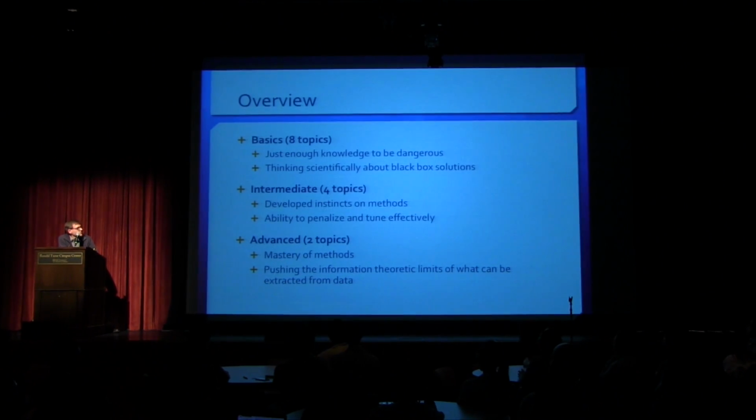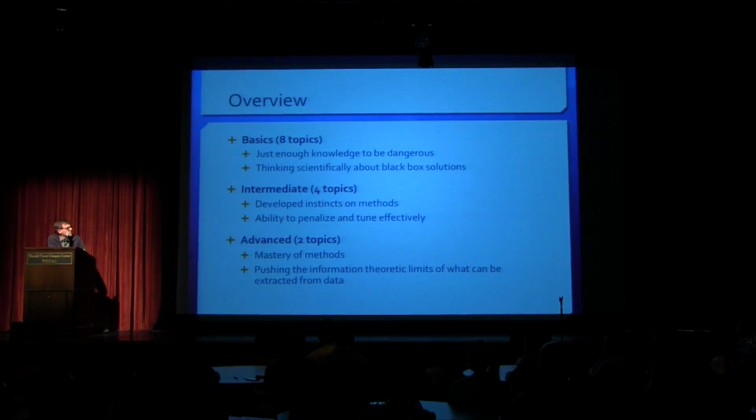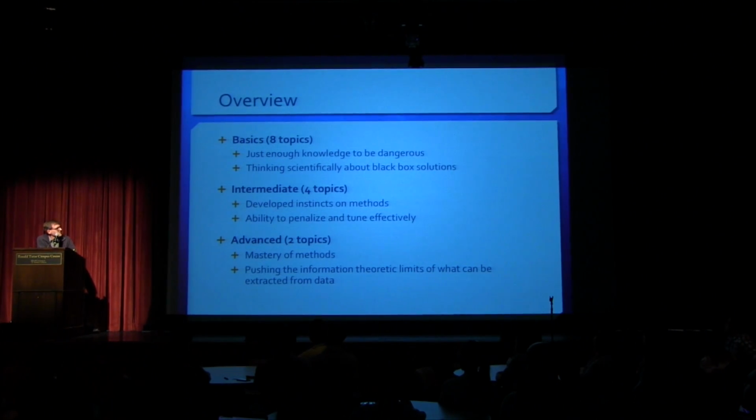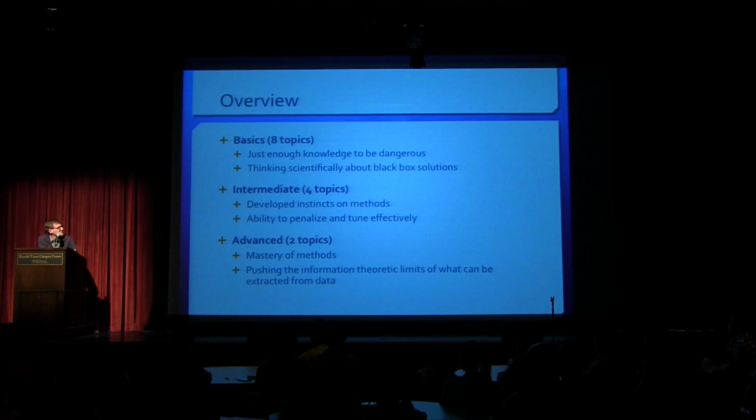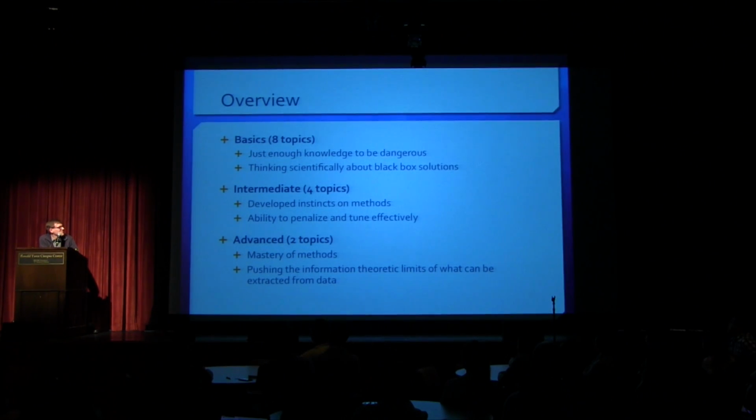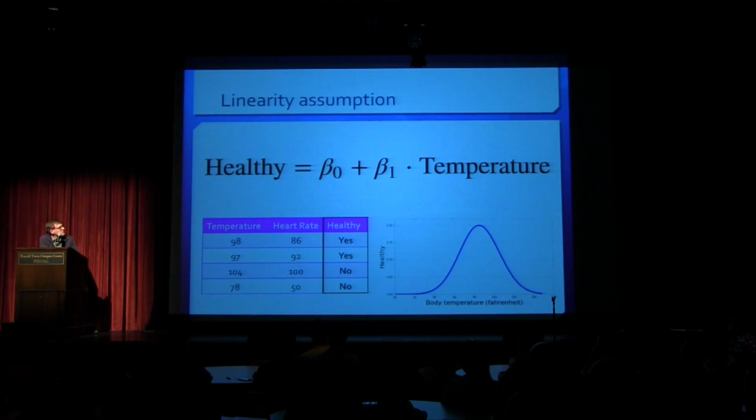In advanced, I've only got two, either because at the point of being advanced you ought to know this stuff, or maybe because I myself am just getting into advanced, who knows. But I consider advanced topics to be where you have a mastery of the methods, and you're pushing the information theoretic limits of what's possible, where you start to think about the bits of information in your data set and what you can extract from them. So I'll break them down in these three ways.